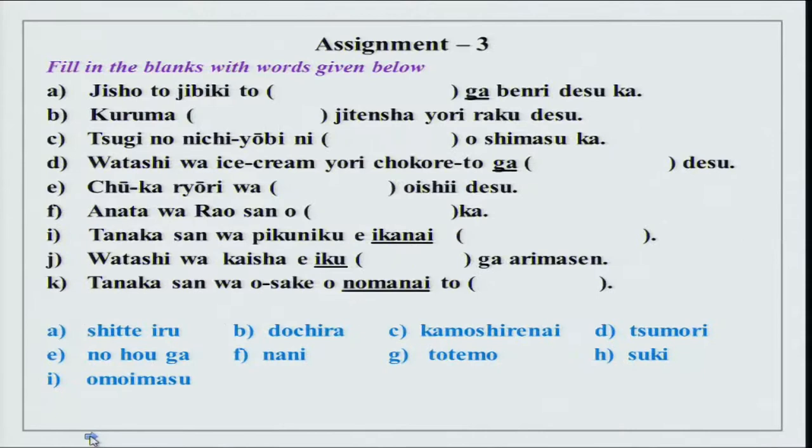Then we have fill in the blanks with words given below. Jisho to jibiki to dochira ga benri desu ka. Now, this A to B to dochira ga is a typical pattern which shows comparison or preference. Kuruma no hou ga jitensha yori raku desu. Raku is convenient or easy.